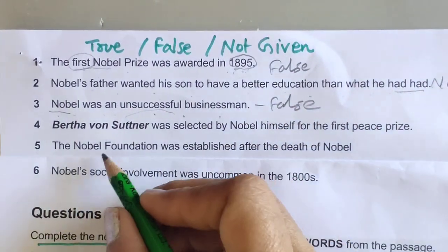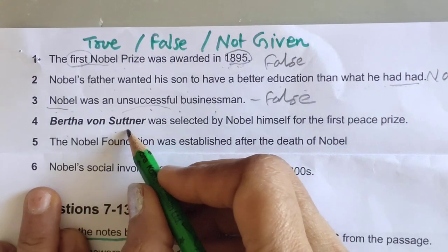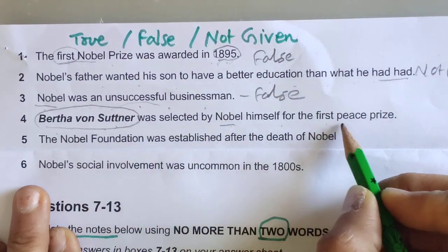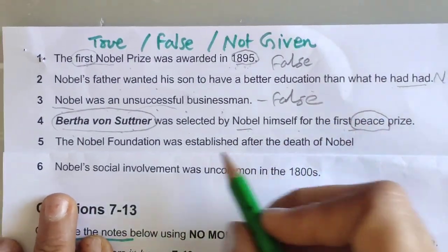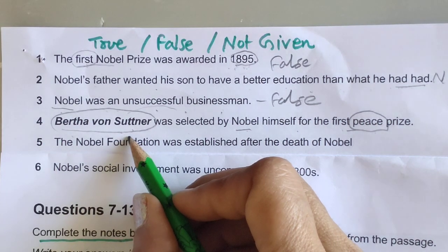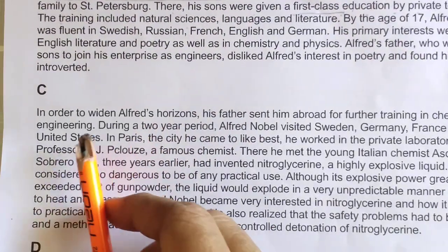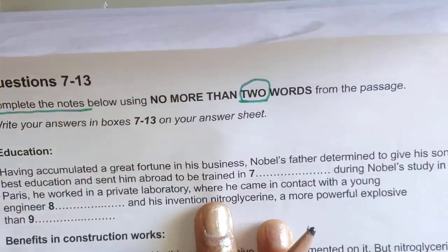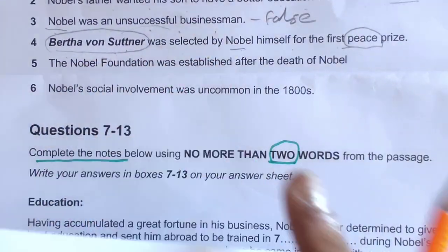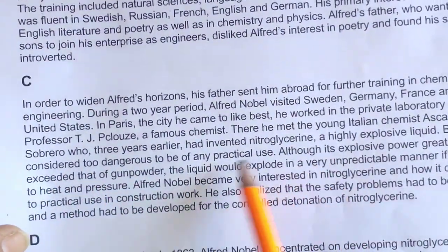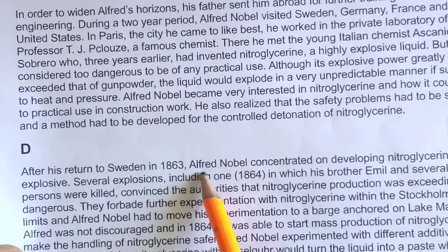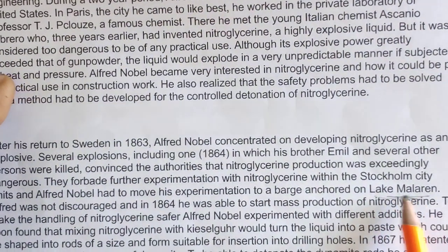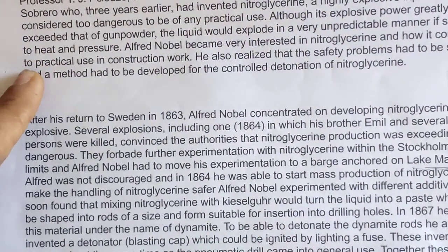Got it? Now fourth number, Bertha von Suttner. This is the location, this is the keyword, was selected by Nobel himself for the first peace prize. Okay, let's find this person's name in the paragraph. So I am looking for this person's name, that is Bertha, that is this Bertha von Suttner. Okay, so your pencil should move. This is a person's name, so capital letters will be there. Another person's name I have got, but I am looking particularly for that name.